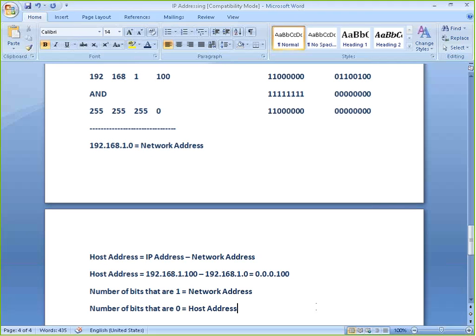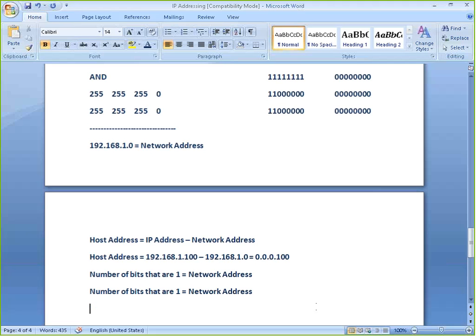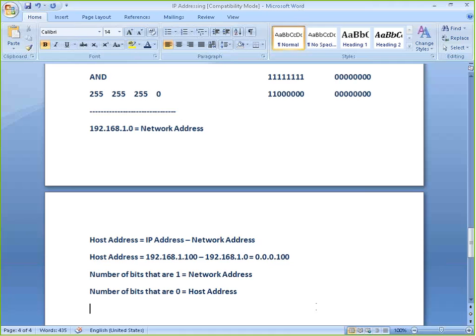Okay, so let's go ahead now. We have now derived the network address and the host address. What question do you have? Which part have you not understood?